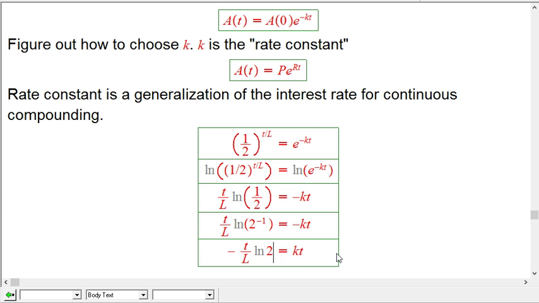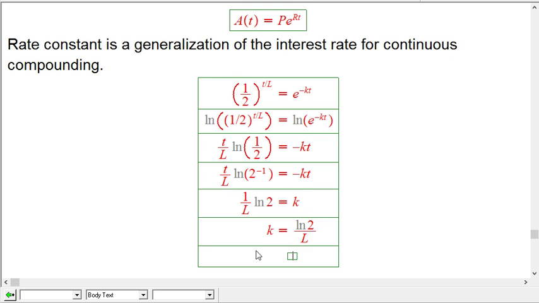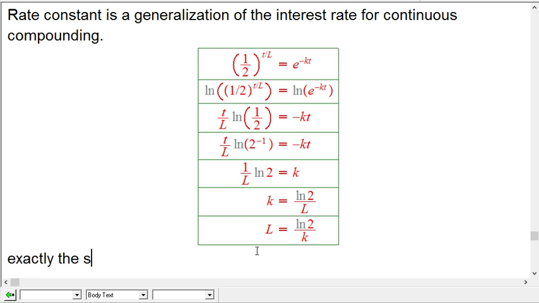Now the minuses go away, and that should be true for any time t. The only way this number, ln 2 over L times t, is going to be the number k times t is if those coefficients are equal. And so, ta-da, we get k is ln 2 over L. There's our formula for the rate constant. If we solve it for L in terms of k, multiplying by L and dividing by k, you get L is ln 2 over k. This is exactly the same formula.